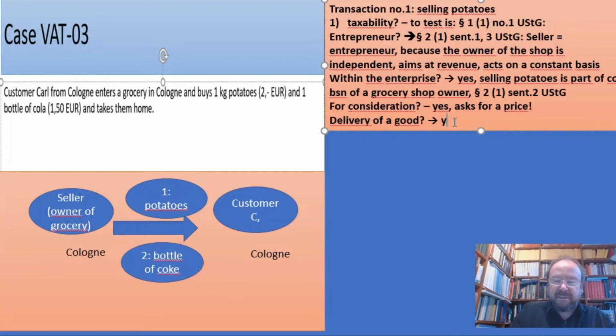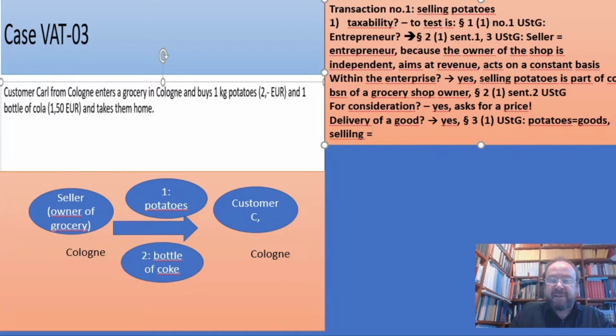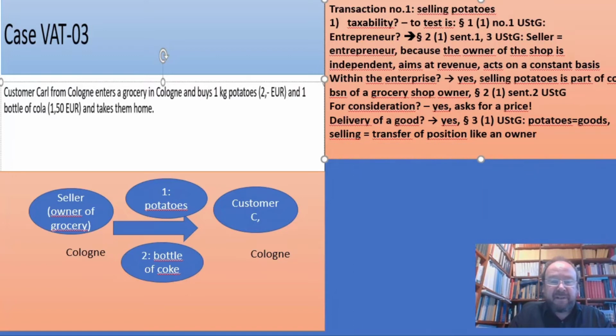Okay, let's write it down. Yes, it is a delivery of a good. § 3.1 UStG: potatoes are goods, and selling is transfer of ownership or transfer of position like an owner. That is how it's explicitly defined in the German guidelines issued by the administration.